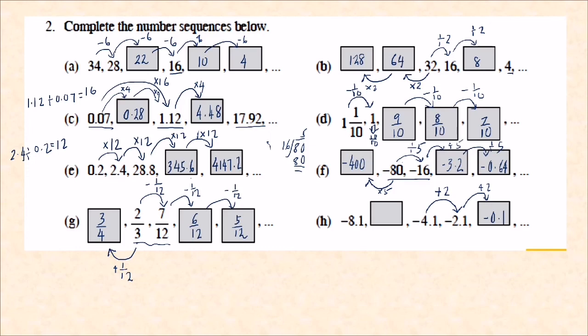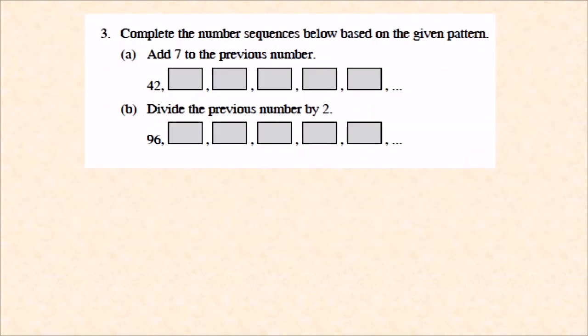Okay, so going to the back is plus, so going to the front is just minus 2. So negative 4.1 minus 2 equals negative 6.1.